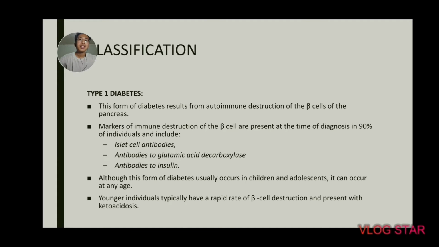Markers of immune destruction of the beta cell are present at the time of diagnosis in 90% of individuals, including islet cell antibodies, antibodies to glutamic acid decarboxylase, and antibodies to insulin. Although this form of diabetes usually occurs in children and adolescents, it can occur at any age, like I said earlier. However, it's more common in younger individuals. These typically have a rapid rate of beta cell destruction and present with ketoacidosis. So like I said earlier, type 2 diabetes is rare to have ketoacidosis.